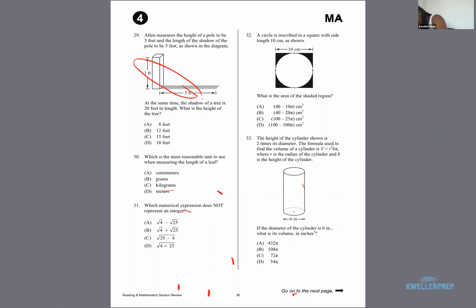You have a 3-foot height has a 5-foot shadow. And we know that the tree has a 20-foot shadow. So you put that on the denominator like the other one.